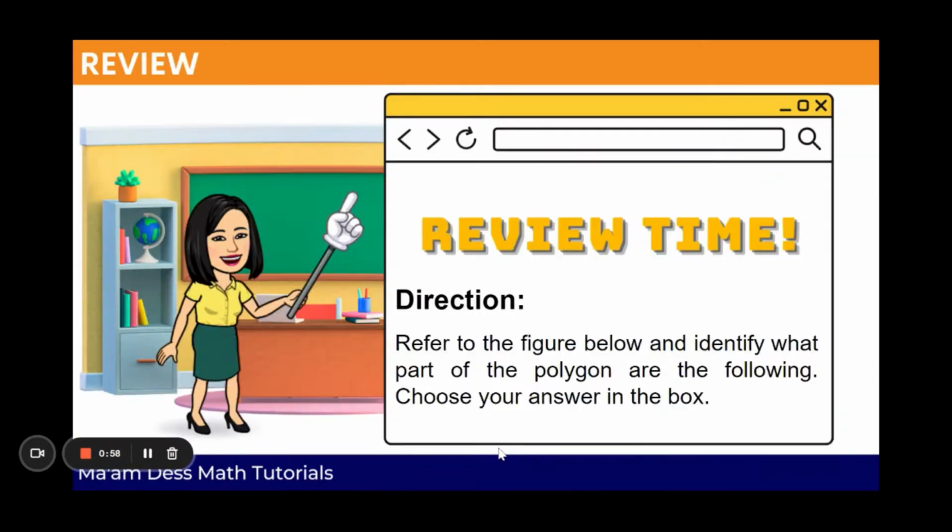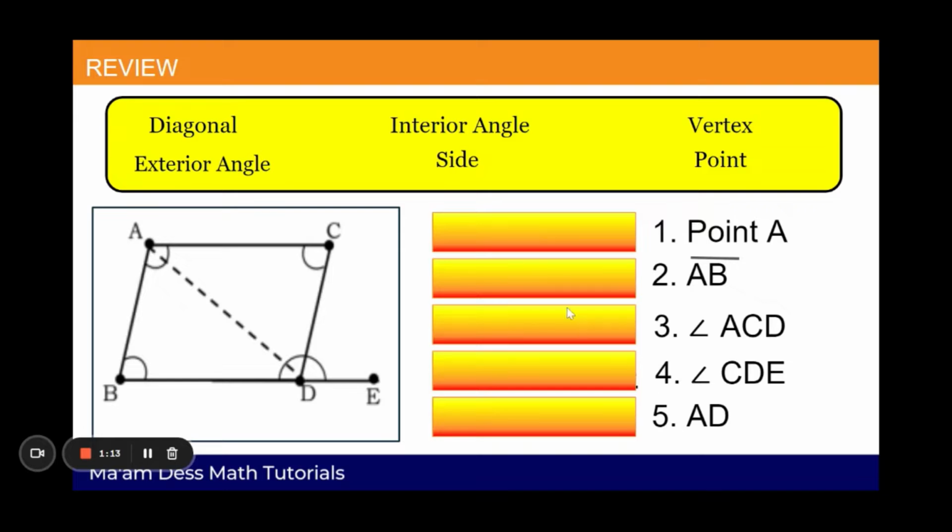So let's start from a review. Direction. Refer to the figure below and identify what part of the polygon are the following. Choose your answer in the box. Okay, first, point A. So from the figure at the left, look for point A. And then what do you call this? Okay, it's called vertex.